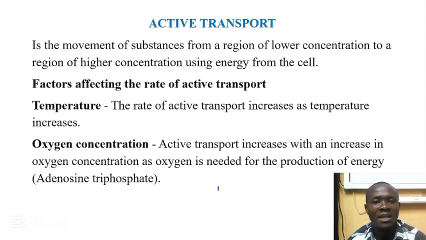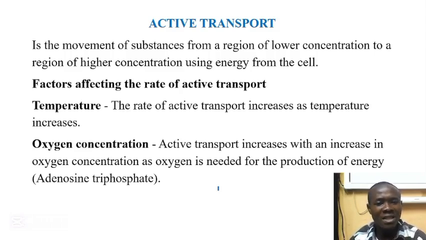And the last one, active transport, which involves the use of what? Energy. So it is the movement of substances from a region of lower concentration to a region of higher concentration. Previously, when we talked about osmosis and diffusion, we said from a region of higher concentration to a region of lower concentration. For active transport, it has taken a different dimension. Movement of molecules from a region of lower concentration to higher concentration using energy from the cell.